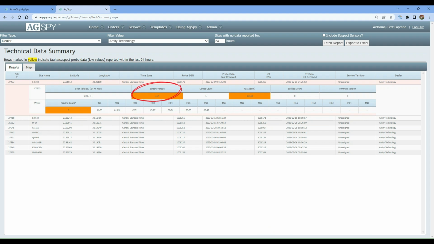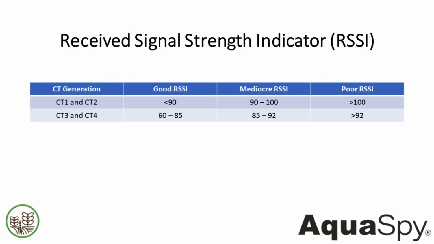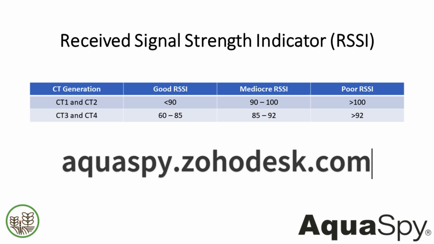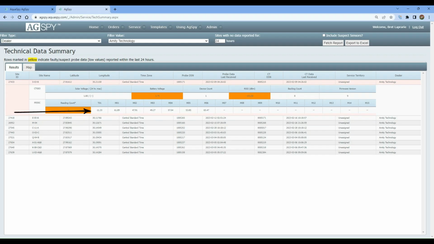Battery voltage should be at 3.7 volts or higher to indicate a properly recharged battery. RSSI stands for Received Signal Strength Indicator, and the lower the value, the better the cell signal strength. This chart will help you understand if the RSSI is good, mediocre, or poor, depending on the CT generation. You can find this chart, along with other helpful documents, at aquaspy.zohodesk.com.